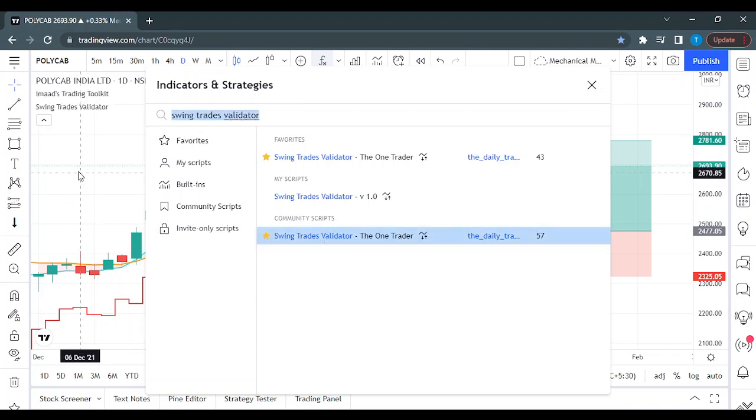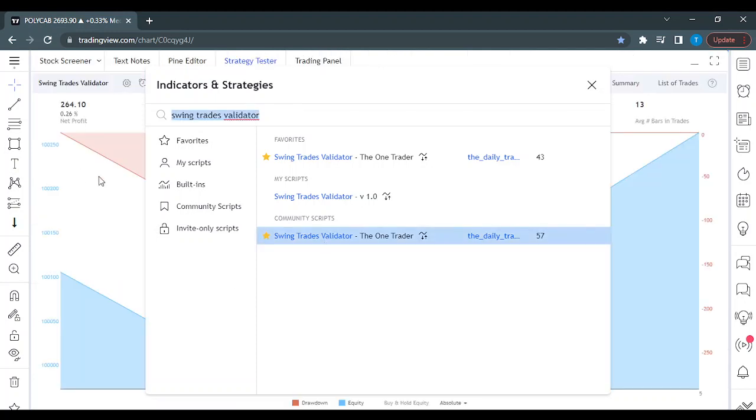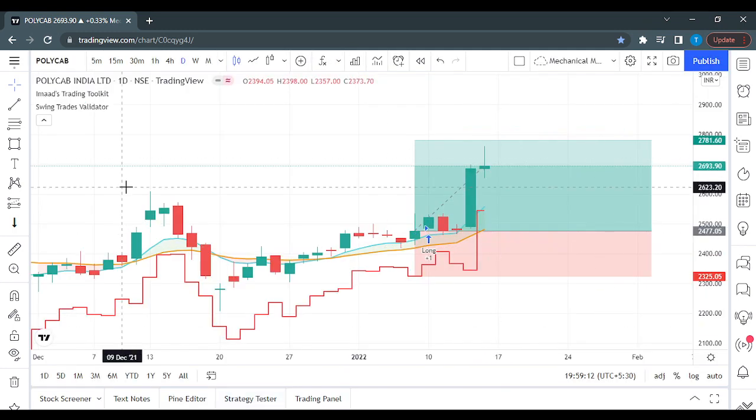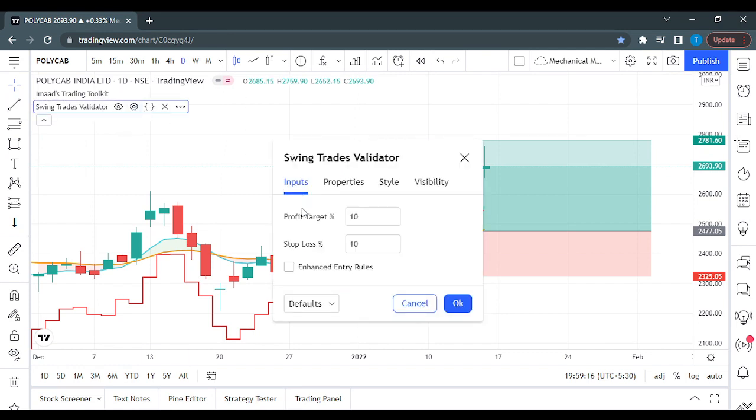Now, when I apply the swing trades validator to my chart, what I have here are two settings, right? And I'm going to mark this as an enhanced entry rule.